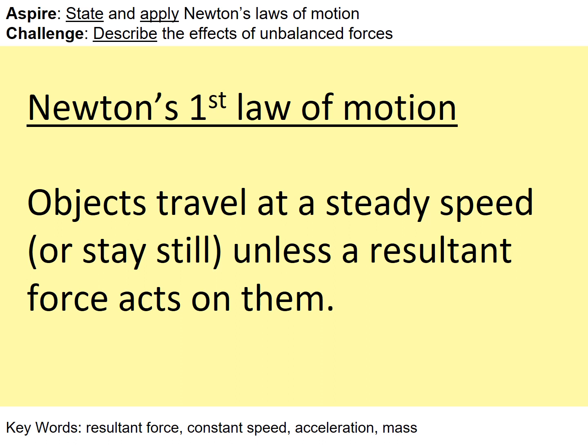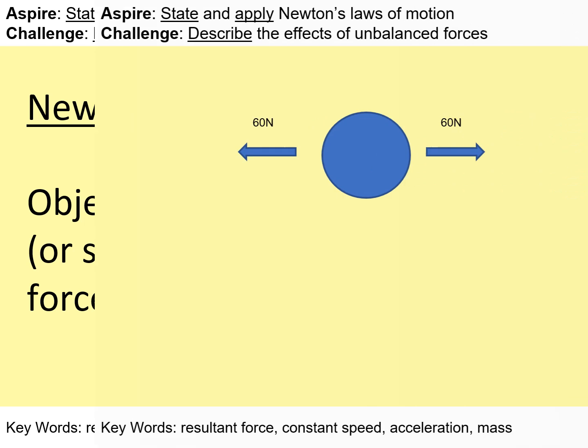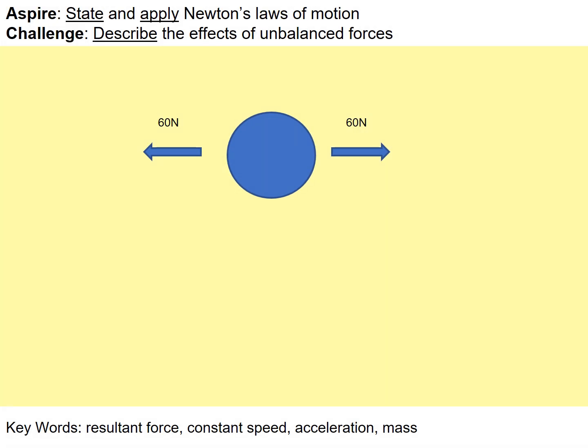So my car, which is parked up at the moment, has a resultant force of 0. There is no resultant force, or the resultant force is 0 newtons. So that is the first law. So here is a ball, and one side is being pushed 60 newtons and the other side is being pulled 60 newtons. Now that means if I was to calculate the resultant force, it would be 0. So that ball would stay in the same position, if it was already not moving.